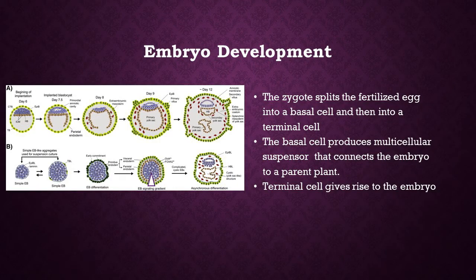Then there is embryo development. This is when the zygote splits from the fertilized egg into a basal cell and then into a terminal cell. The basal cell produces a multicellular suspensor that connects the embryo to the parent plant. Then the terminal cell gives rise to the embryo.